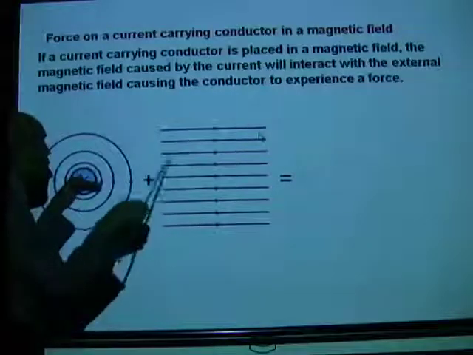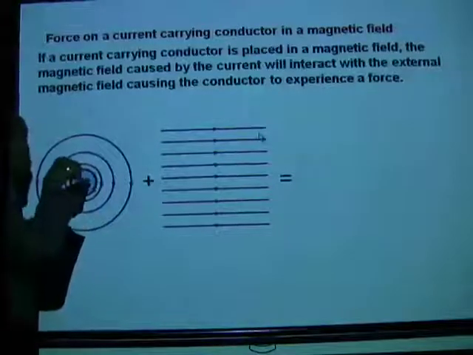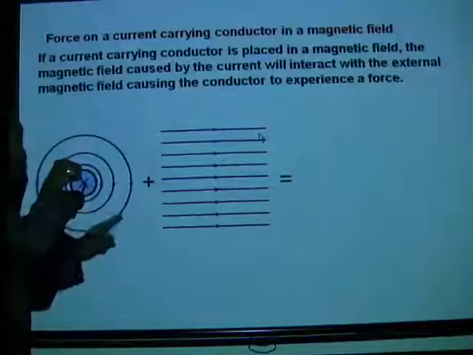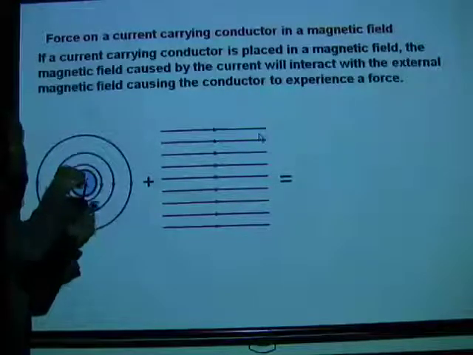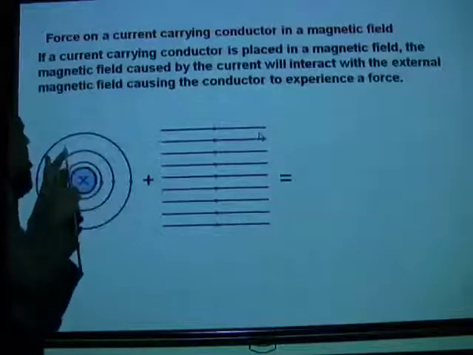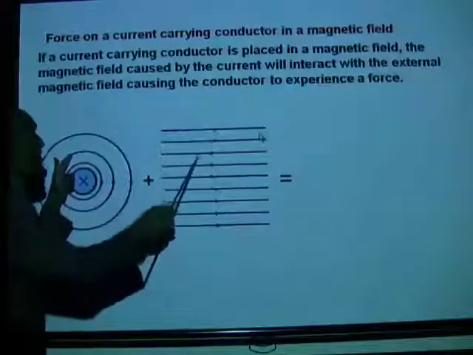How about above the wire? See, if the wire is like this, below the wire, the two fields will cancel. And above the wire, the two fields are in the same direction.